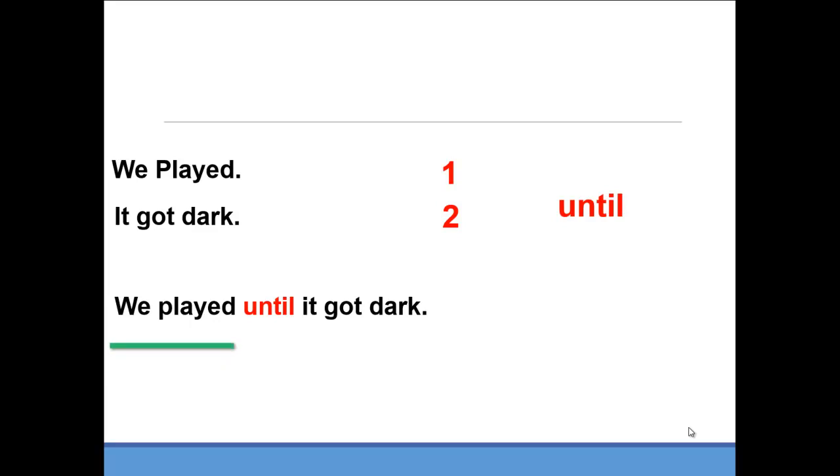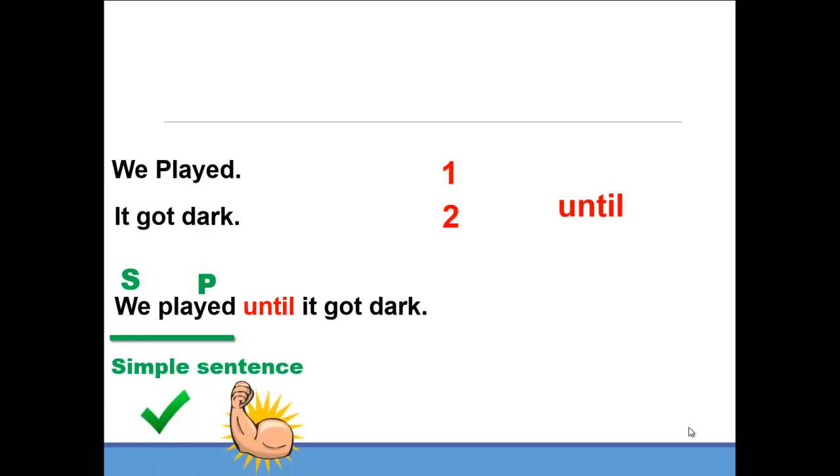Let's check the first part. We played. It has a subject and a predicate. It's a simple sentence. It can be used alone. We played. Does it make sense on its own? Yes, it makes sense on its own. What about the other part?